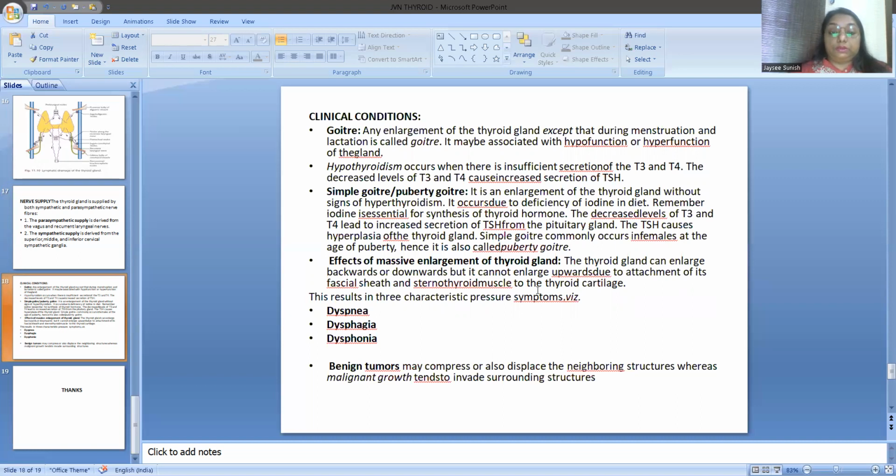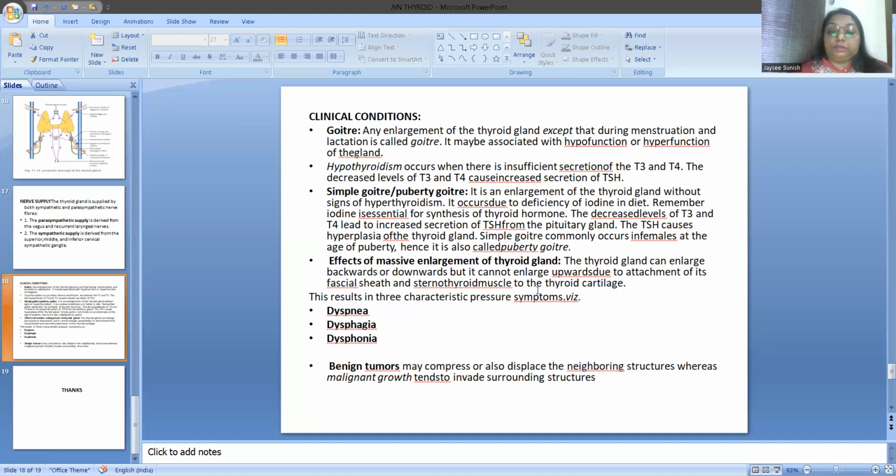How do we define goiter? Any enlargement of the thyroid gland, except during menstruation and lactation, is called goiter, and may be associated with hypofunction or hyperfunction of the gland. Hypothyroidism is the most common complaint in females when there is insufficient secretion of T3 T4 hormone. The decreased level of T3 and T4 causes increased secretion of the TSH.